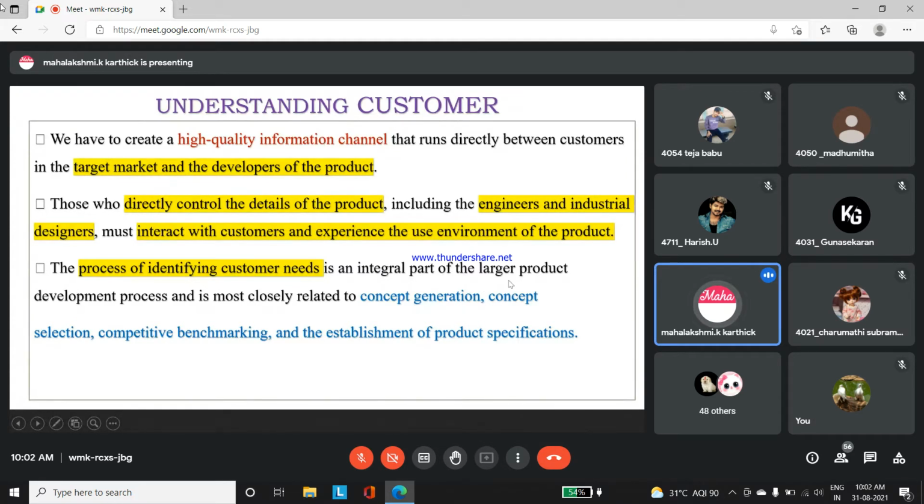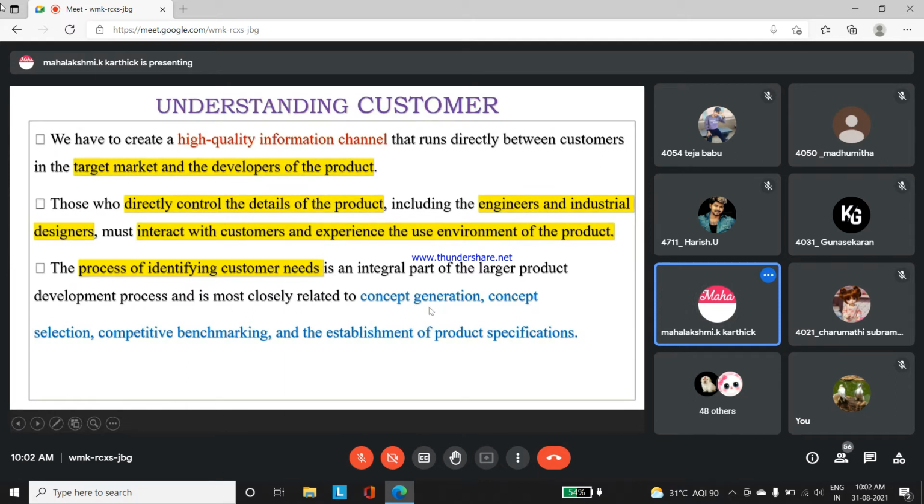Any product you are going to start up, first you have to identify what is the customer need. Then only you will get a successful process to be completed at the end of the development. It's most closely related with... So understanding the customer is not a simple job that you all understood by these points. So it's closely related with what are the things?